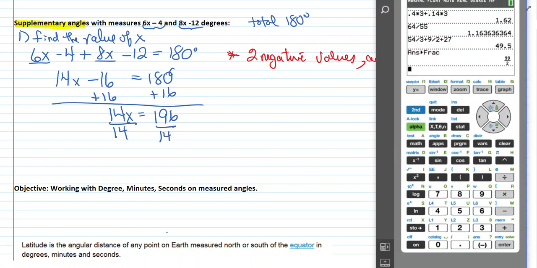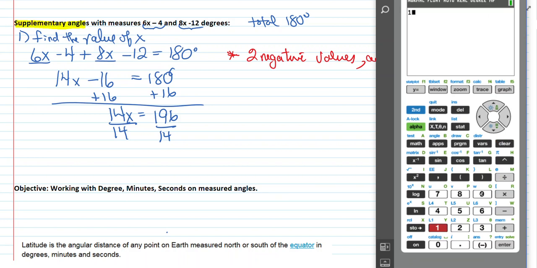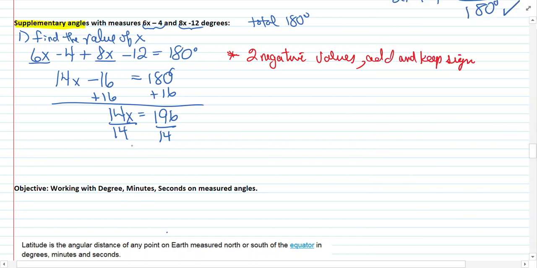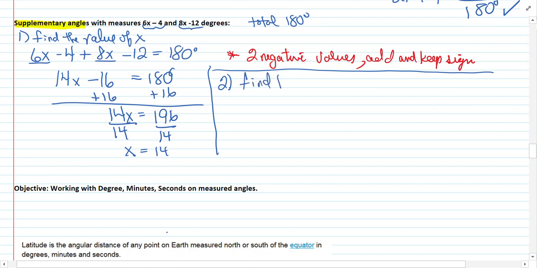Now I'm going to use my calculator and do the 196 divided by the 14. Make sure I don't make an arithmetic error for you. X equals 14. So that's step 1. So now we're going to do the second part. Find the measure of the supplementary angles.